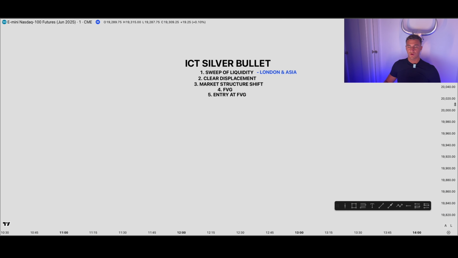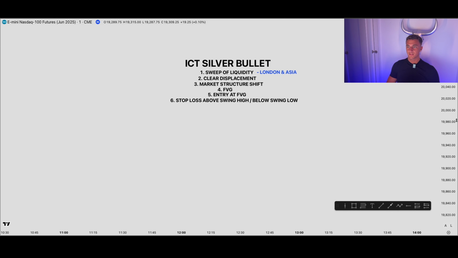So as soon as price taps into that fair value gap, that is your entry. Let's say, for example, you're going short: you enter at that fair value gap, keep your stop loss at a swing high, and then target the opposing liquidity. Vice versa, if you're going long, as soon as price taps into that bullish fair value gap, you enter long, stop loss below the swing low, and then target the opposing liquidity.